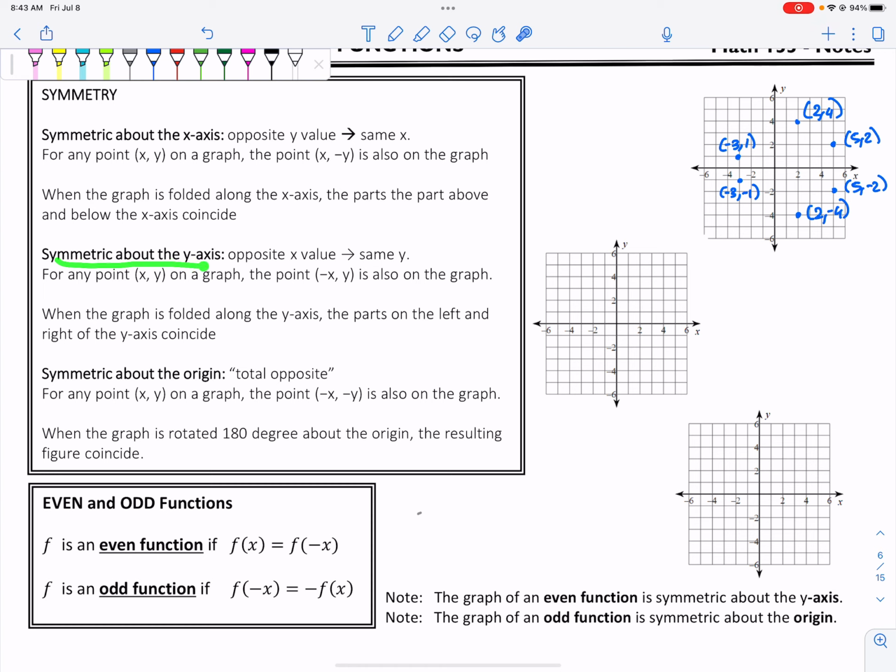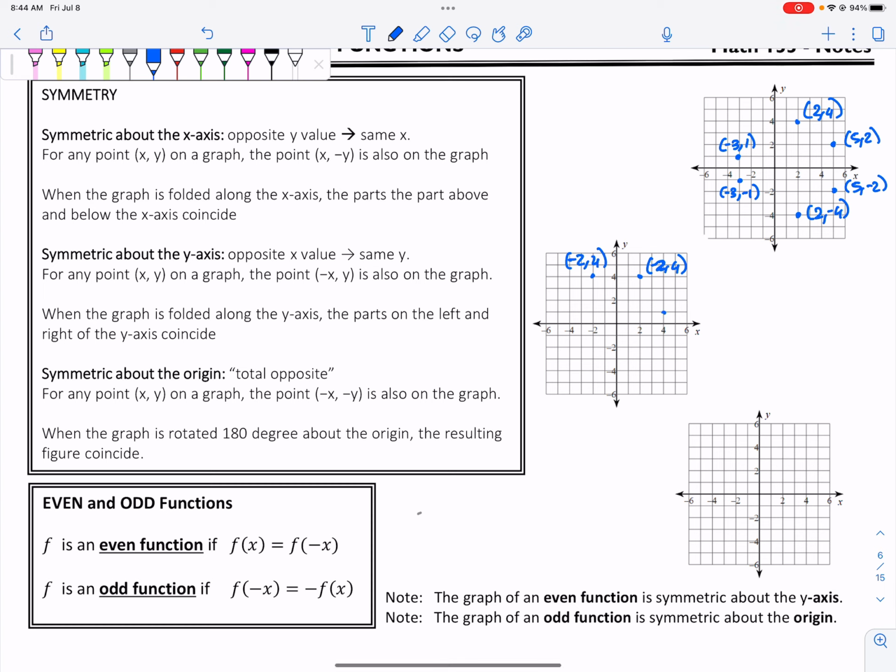Symmetry about the x-axis. Symmetry about the y-axis means when you have the graph, if you fold the graph along the y-axis, the points will match up. So if you were to have a point (2, 4) on the graph, you will also have the point (-2, 4) on the graph.